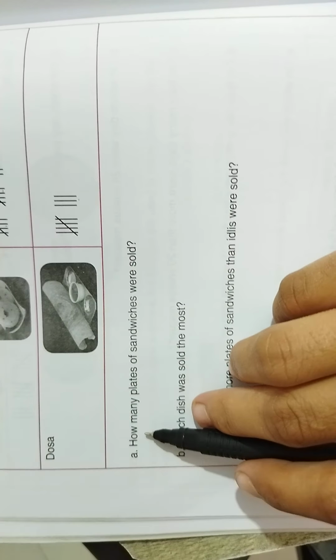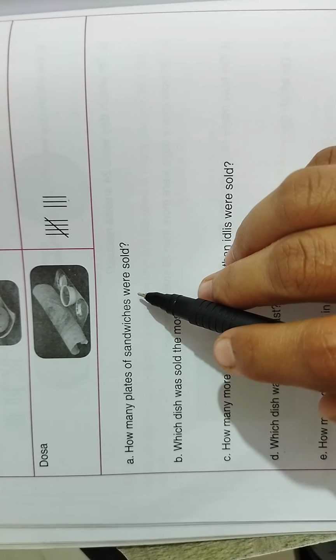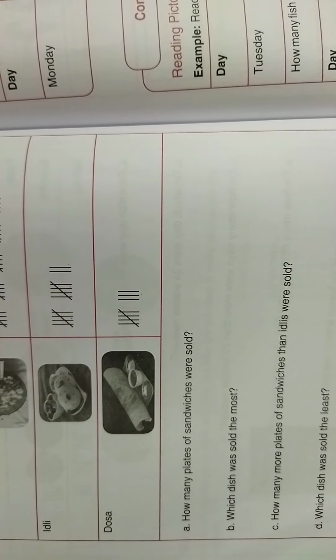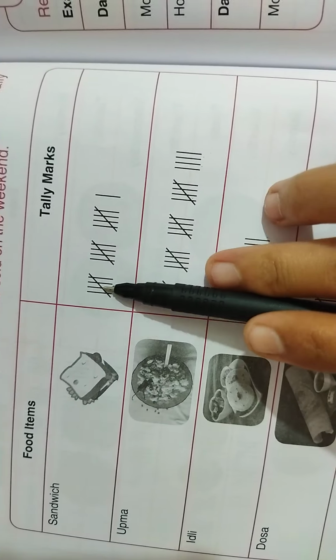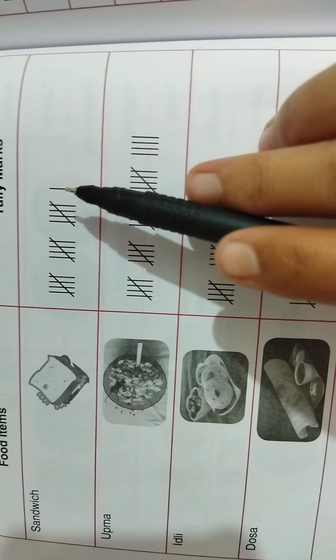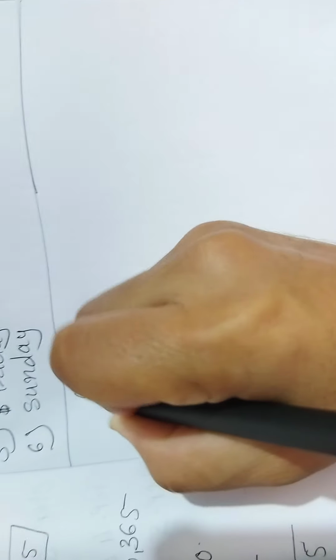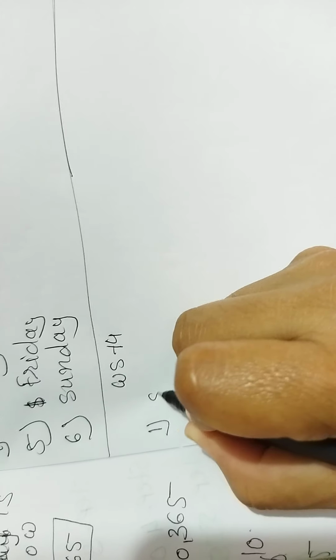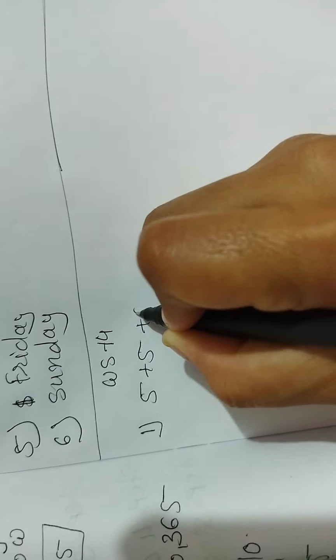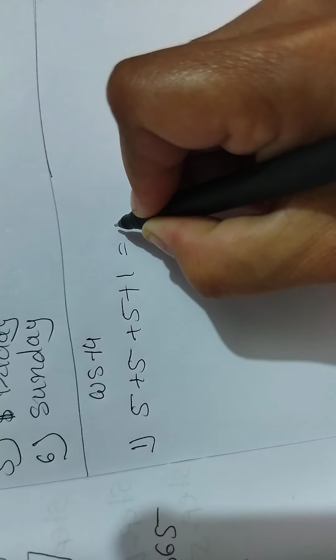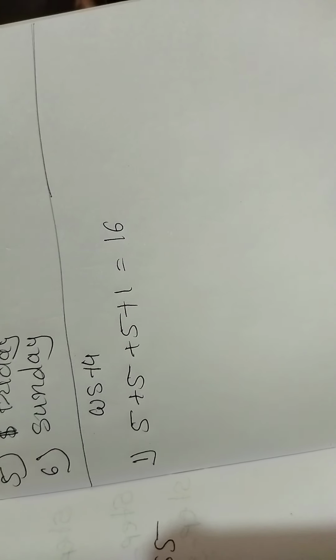First question: how many plates of sandwich were sold? So in that we have to write 16. How many sandwiches are there? 5 plus 5 plus 5 plus 1, 16. Here we have to write worksheet number 14. First answer: 5 plus 5 plus 5 plus 1, so the answer is 16.